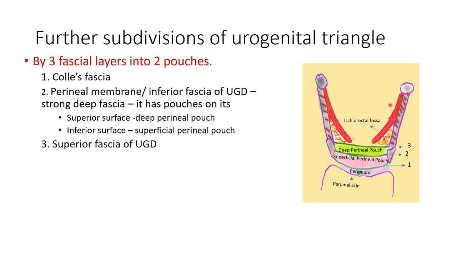And above that, you are seeing the pelvic diaphragm formed by the levator ani muscles, and these take origin from the fascia covering the obturator internus muscle. And between the pelvic diaphragm, that is the levator ani, and the obturator internus, you are seeing the ischiorectal fossa.